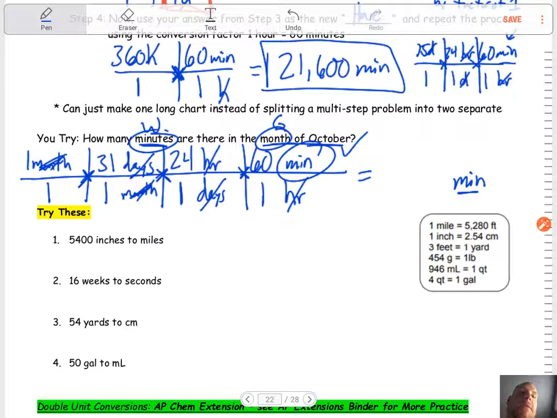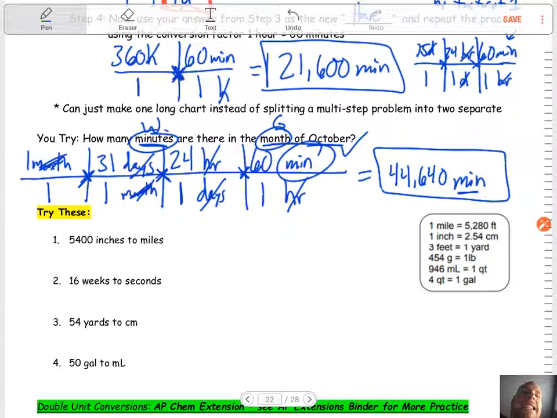31 times 24 times 60. I don't have any numbers on the bottom except for 1, so I don't have to worry about dividing here. When I do that math, I get 44,640 minutes. Now you might be thinking to yourself, well, don't I have to put that in proper sig figs? No, unless the problem asks you to round it to correct sig figs, you don't need to worry about it.